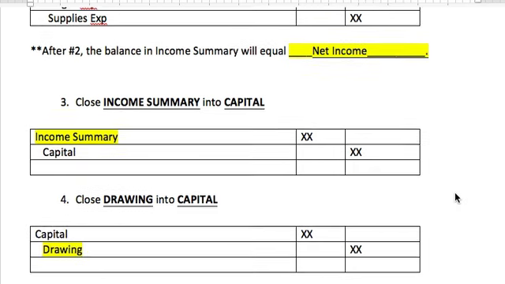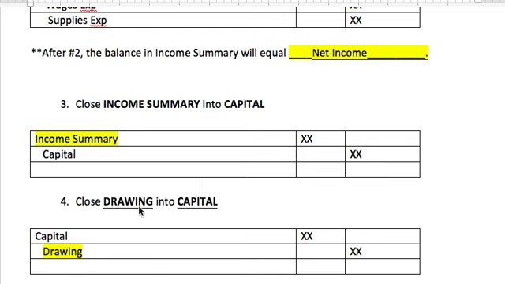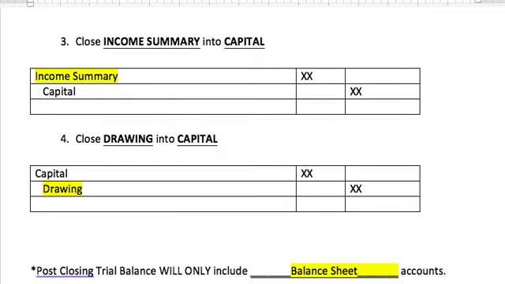Entry number 4 is to close drawing into capital. Since drawing has a debit balance, to close drawing, you'll need to credit drawing, which means you debit capital. And as you know, when you withdraw money from your business, it decreases capital, and that's why you debit capital.